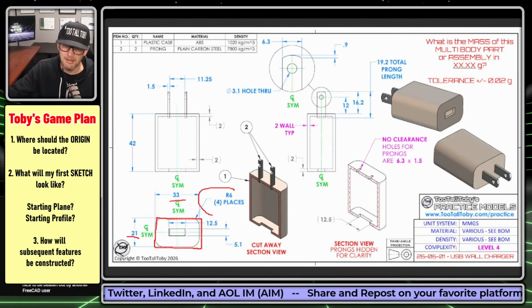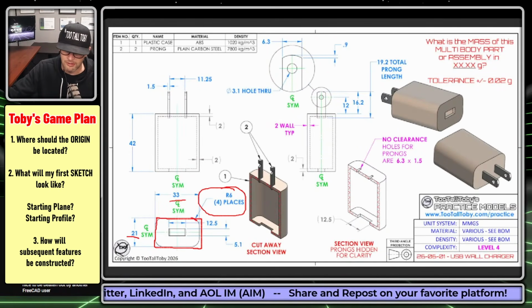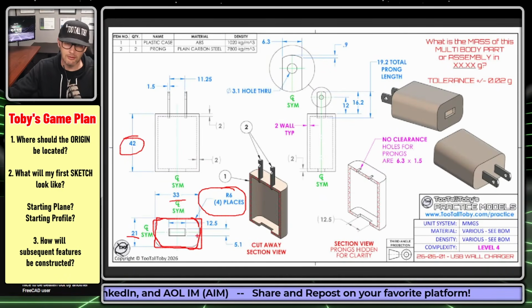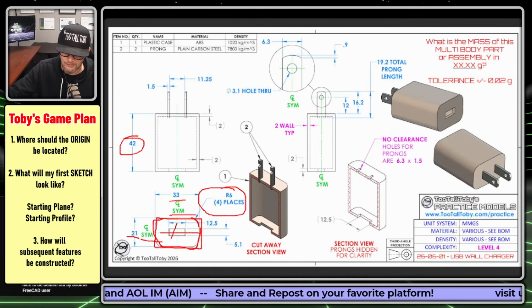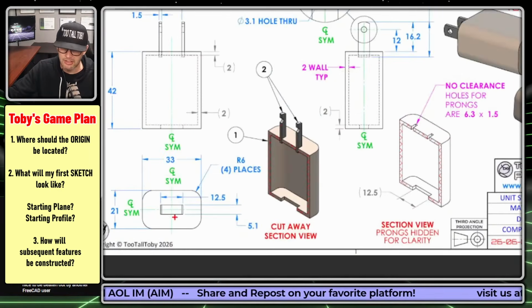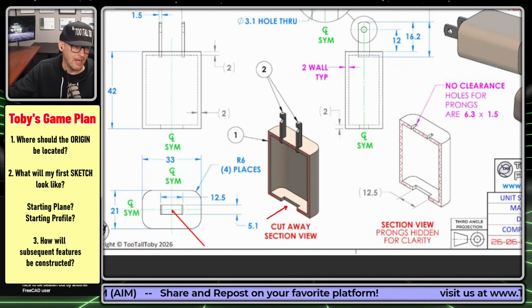I think I might be tempted to put the fillet radius on that original sketch and then just take that whole sketch and extrude it up to 42 millimeters. Now, we see that this model utilizes centerline symmetry in two directions on this view. So because of that, I think my origin is just going to be right here, dead center, and I'll probably put that origin right here at the very bottom of the part.